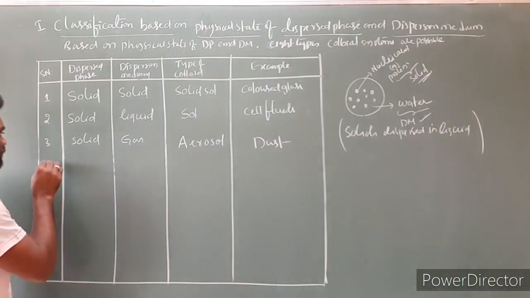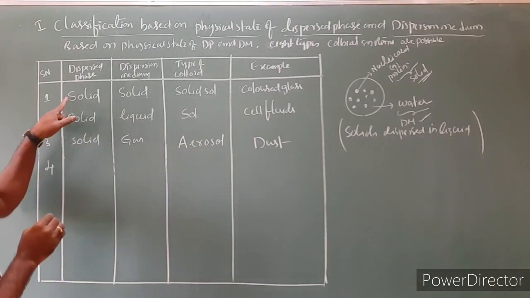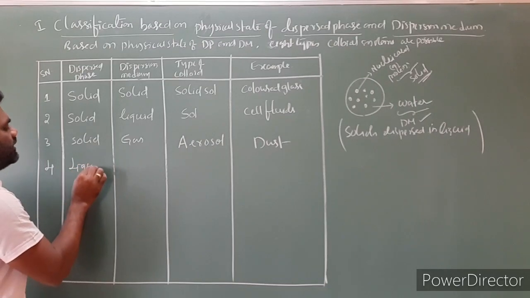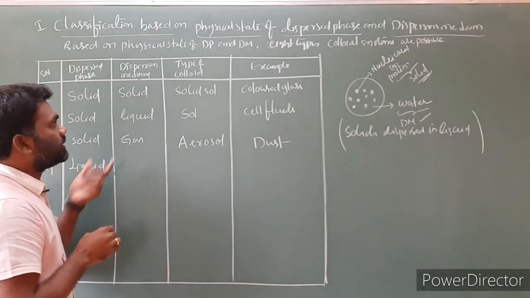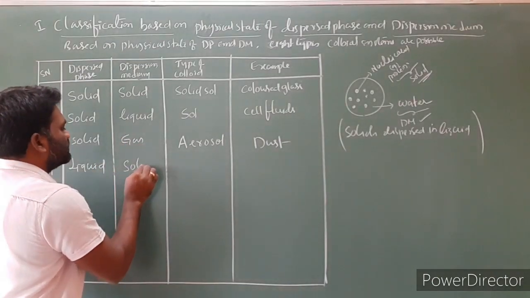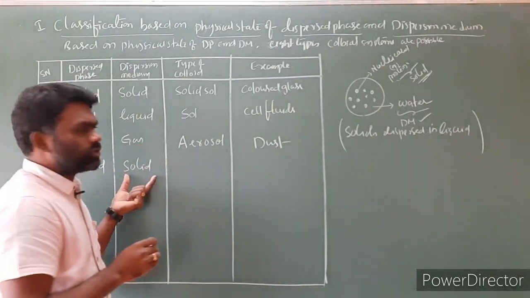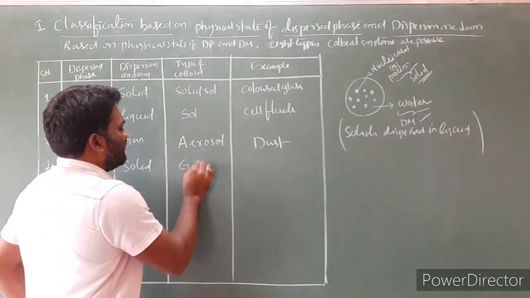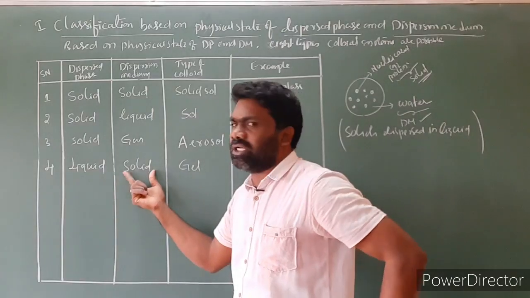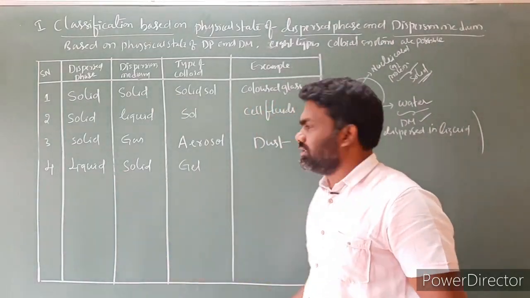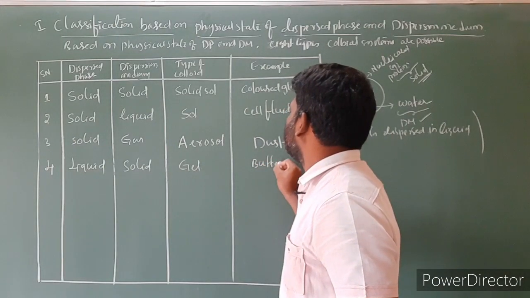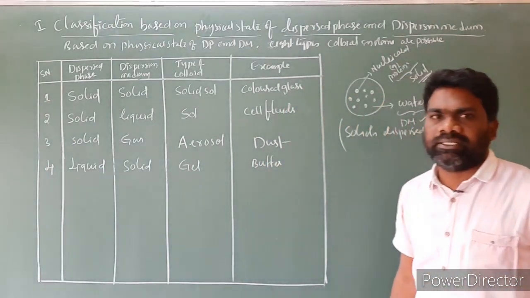The next one is the fourth one. I took a solid dispersed phase before; here I am taking a liquid dispersed phase. So liquid is dispersed in a solid, liquid, or gas medium, and here we get a solid medium. So liquid in solid, we have to call a gel. An example for this case is butter.